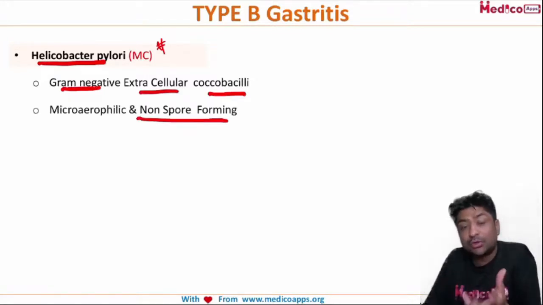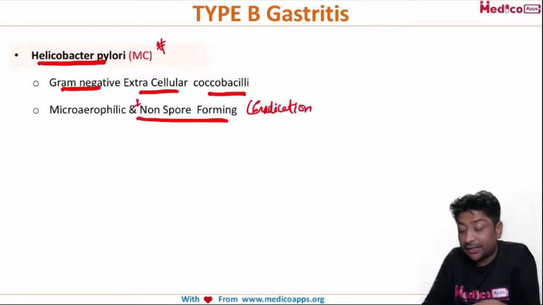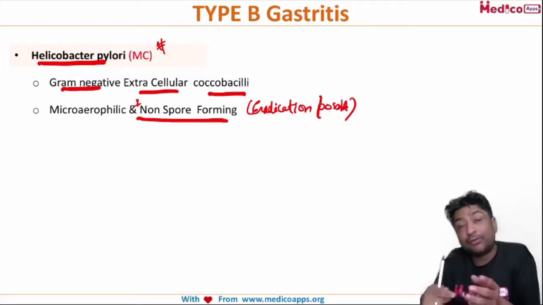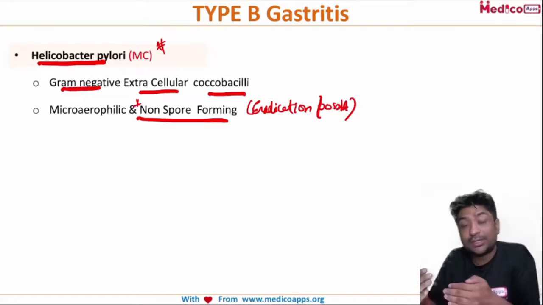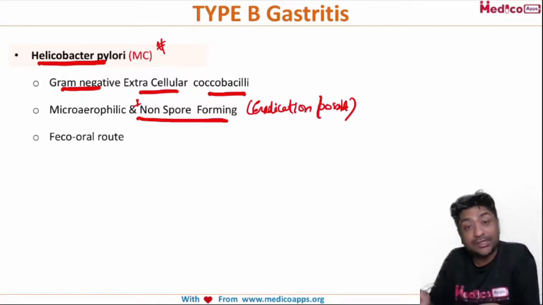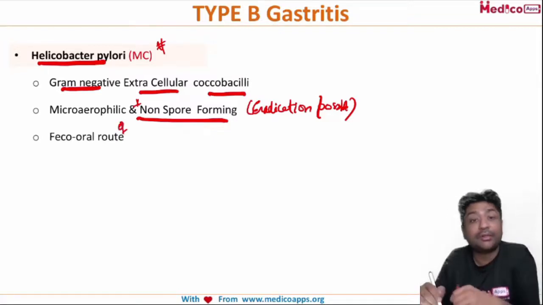So, why is this non-spore forming important? Because if any bacteria is non-spore forming, eradication with treatment is possible. Remember this very important fact. So it's a gram-negative extracellular bacteria. Why? We have seen in tropical sprue that the bacteria is intracellular, but here this H. pylori is extracellular. What is the mode of transmission of this H. pylori? It is fecal-oral. Again a very favorite question, and it produces a specific enzyme called urease.